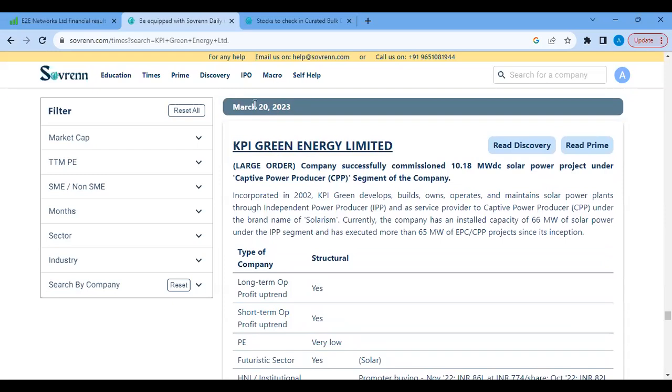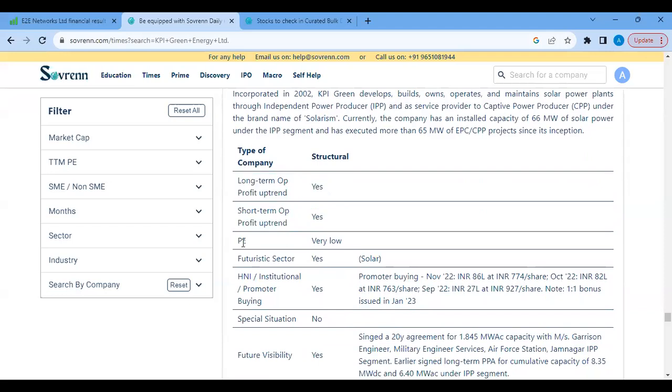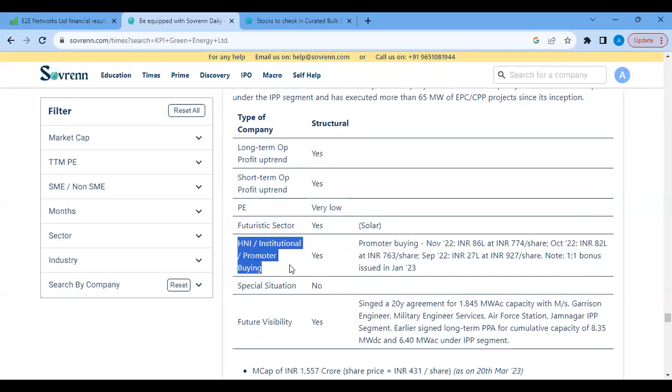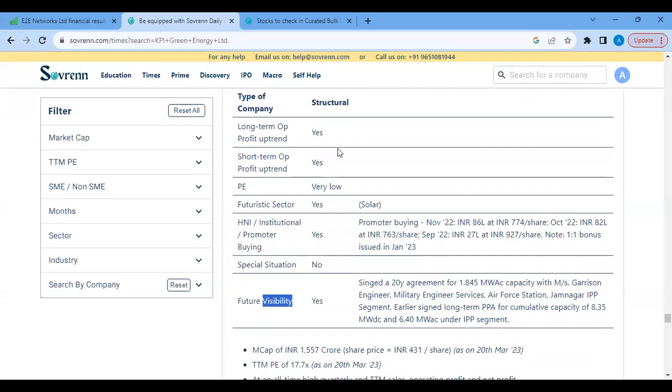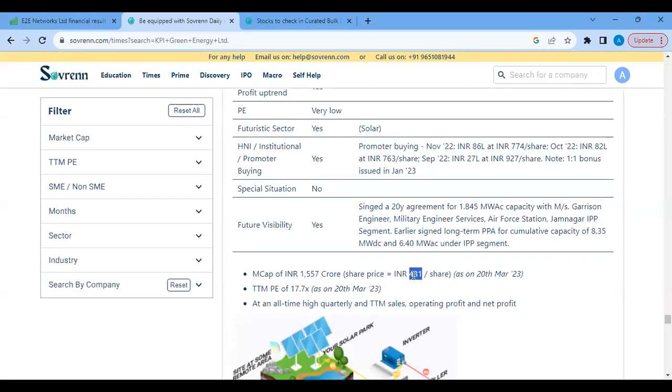On 20th March, did KPI Energy have a profit uptrend? Yes or no? Yes, it does have profit uptrend. Was the PE low? Yes. Was the sector futuristic? Yes. Was the promoter buying? Yes. Did we have future visibility? Yes. Did it meet all our criteria? Yes, it did. What was the price? 431.